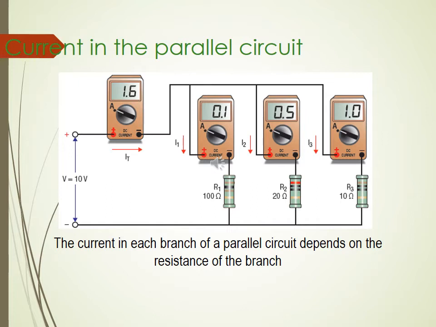So whilst the voltage in a parallel circuit is presented across each of the loads, the 10 volts is across each of the resistors, R1, R2 and R3. The voltage remains constant, but the current branches down each individual branch.